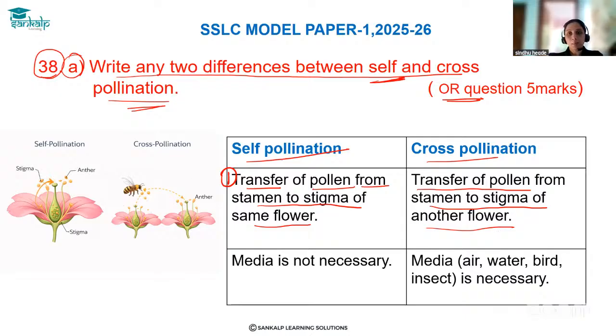See, in self pollination, just refer to this diagram. This shows self pollination. Here, the transfer of pollen from the stamen. This is the male reproductive part in the flower. This pollen from the stamen part is transferred to the stigma. This is the stigma part. This is called the female part. It takes place in the same flower.